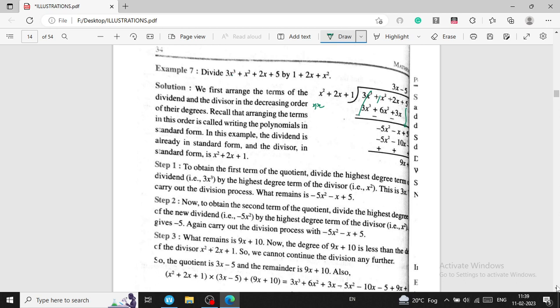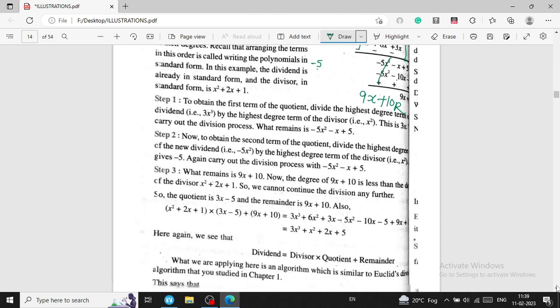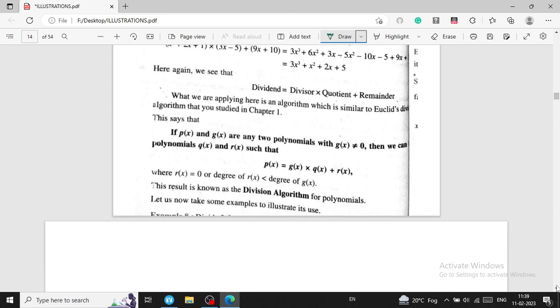Now we have to make minus 5x square. For making minus 5x, we will multiply this statement with minus 5. We get minus 5x square minus 10x minus 5, and change the sign, this will cancel. Here we get 9x plus 10, 9x plus 10 is the remainder, and this is the quotient. You can prove it by putting the values in this method.